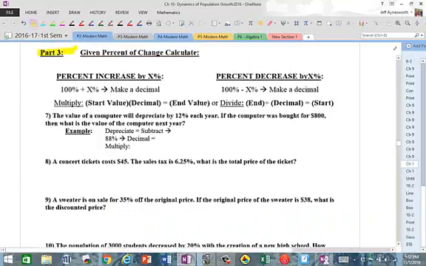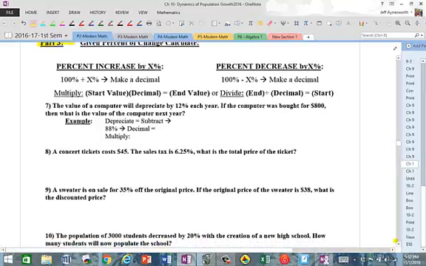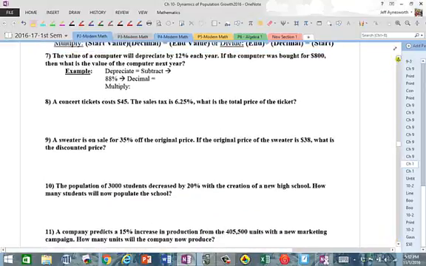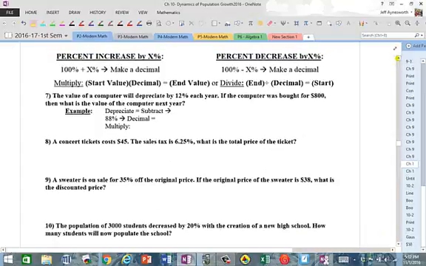All right, part 3. Let's handle some basic percent increase and decrease problems. All right, you can read these formulas right here, but let's apply them like we did before. Okay, in my first lesson in part 1. So let's read the problem first and take a look at it. Okay, here we go. The value of a computer will depreciate. Depreciate means it goes down. That's an important word. Okay, depreciate 12% each year. All right. If the computer was bought for $800, what is the value of the computer next year?